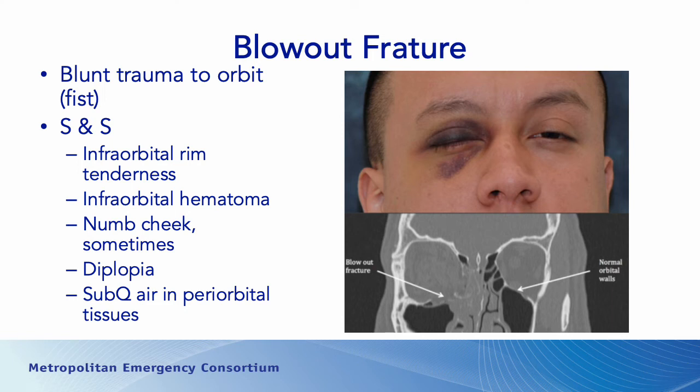So you look at this gentleman, he's got black and blue. If you examine him further, he may have diplopia. He may not be able to look up with this eye. If you feel along this rim here, he's got a lot of tenderness along the inferior orbital rim.